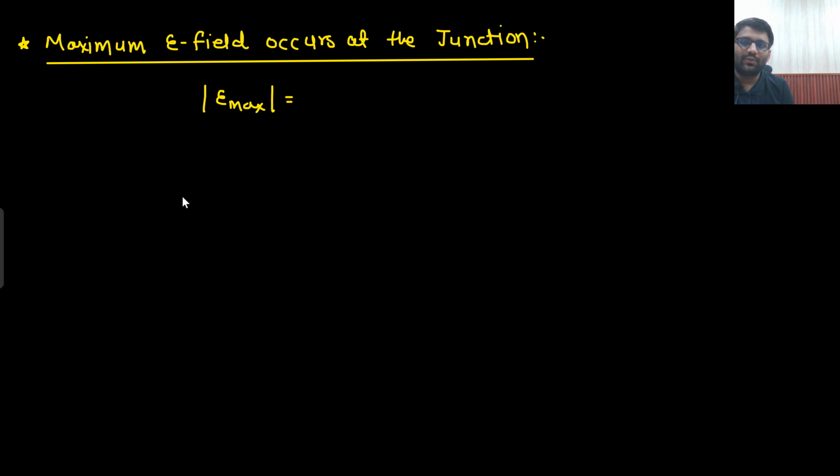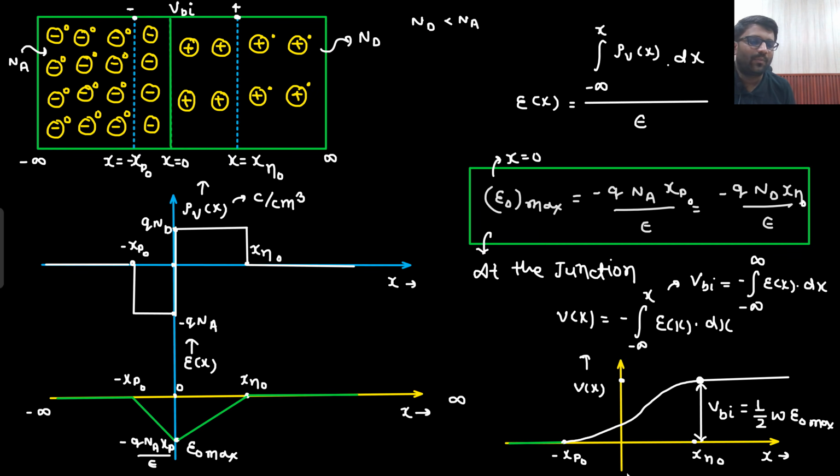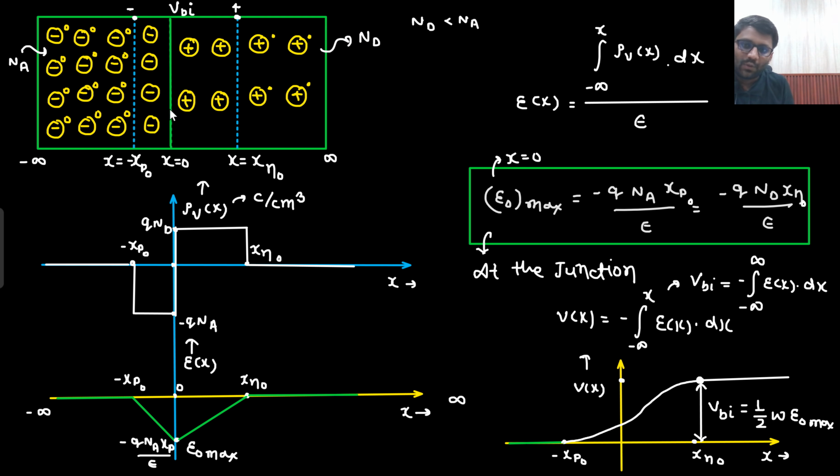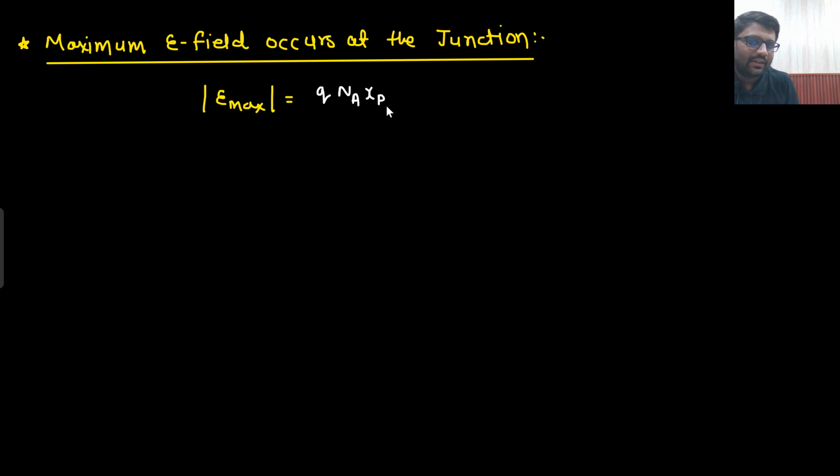So people usually remember three formulas. What three formulas will they remember? They will remember this particular formula. They remember the formula of E naught max as well. So can I write down the formula of E naught max? The maximum electric field will occur at the junction only. If I talk about the magnitude, it comes out to be q Na into xp naught, the total charge, divided by epsilon. How will I remember this formula? Very easy. Kq by r square I remember, right?